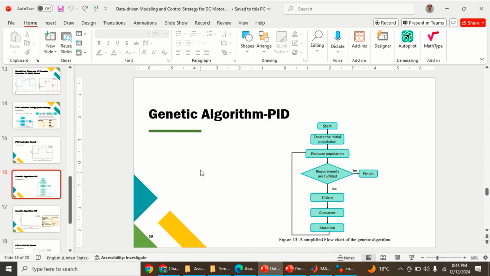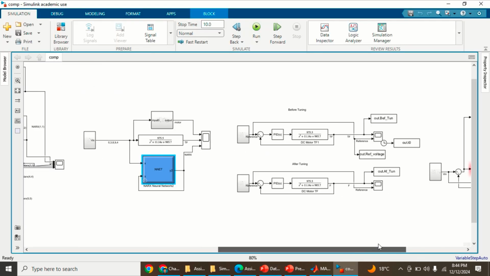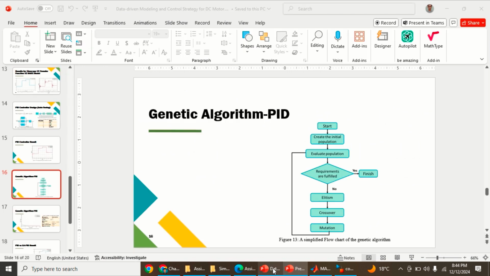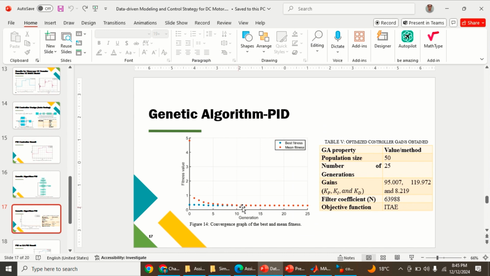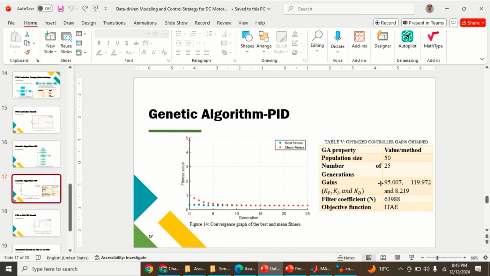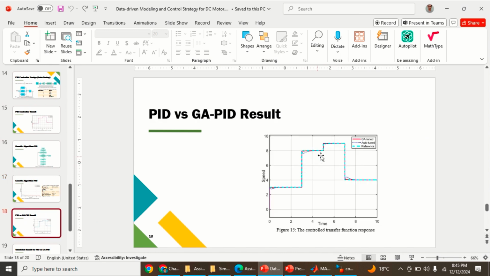Now we have implemented the genetic algorithm PID. This is the response before tuning and after tuning, which has also been modeled in Simulink. Afterwards, we designed and implemented the genetic algorithm PID. This is the complete flow for the genetic algorithm PID, and this is the convergence graph. This is the specification that has been taken for the genetic algorithm, and these are the gains that have been obtained. Here we have used integral time absolute error as the objective function to calculate the gains. And this is the response.